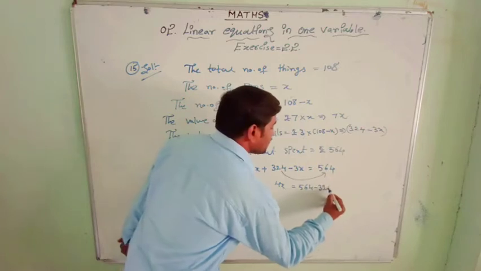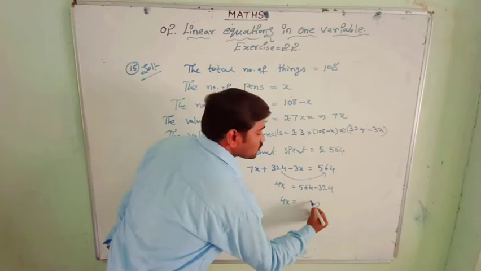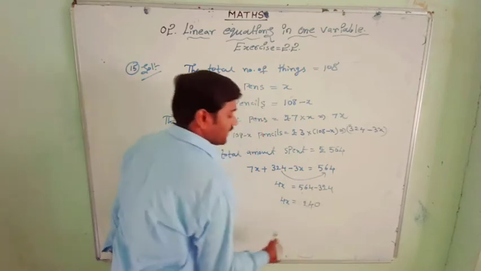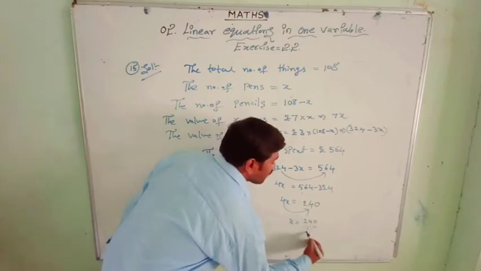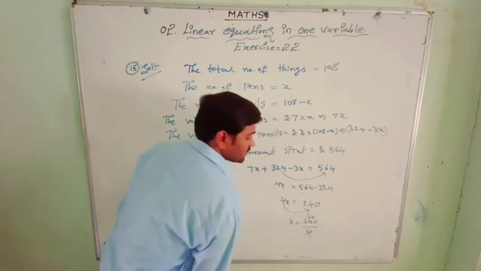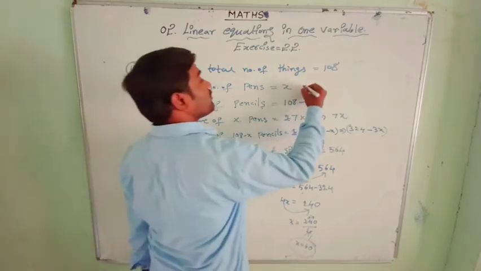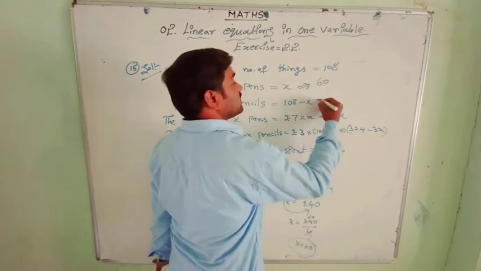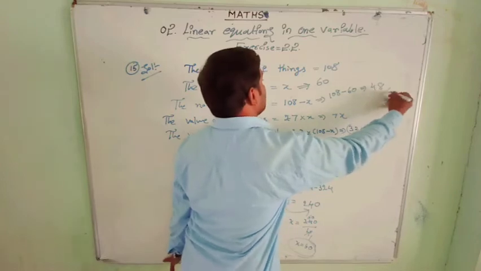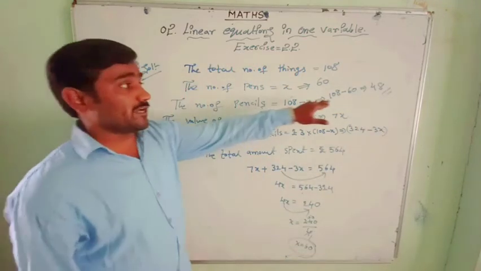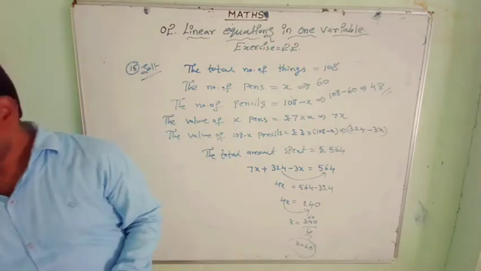564 minus 324. Here 4x equals 240. And 4 you transfer to this side, then x equals 240 by 4, which is 60. What is x here? The number of pens is 60. Then the number of pencils is 108 minus 60, that is 48. So there are 48 pencils and 60 pens, and the total number of things is 108.